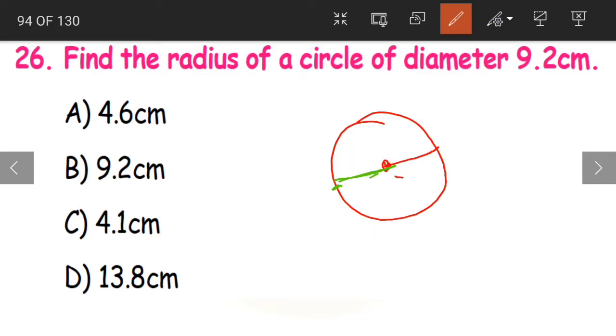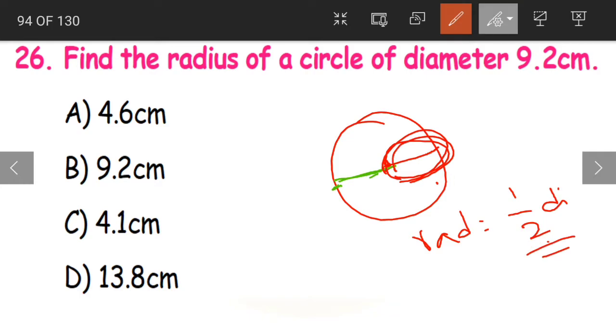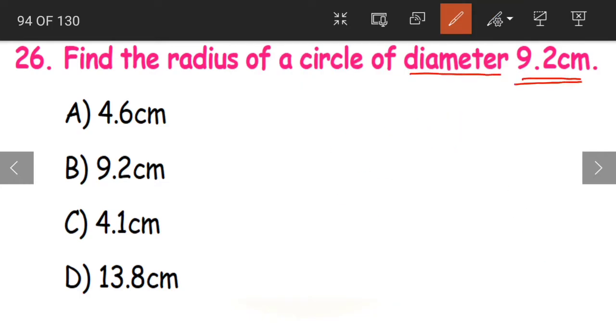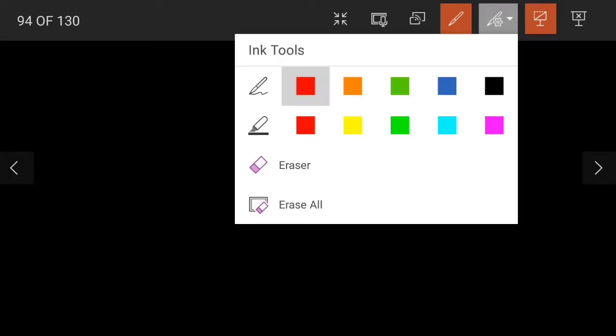That radius is equal to half of the diameter, yes or no? Radius is equal to half of the diameter. Radius of a circle is equal to half of a diameter. Now diameter is 9.2 centimeters, so the radius becomes 9.2 multiplied by 1 by 2. 9.2 multiplied by 1 by 2, that is half of, 1 by 2, that is 9.2 divided by 2.